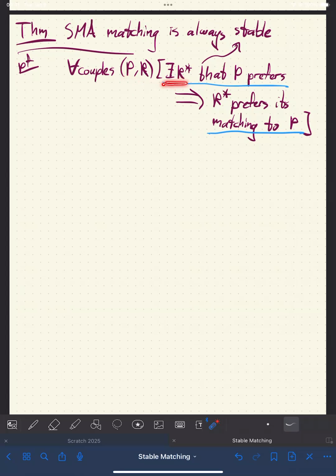So if there is someone that P prefers, some R star, then R star better not prefer it back. That would be instability. So what it means for a matching to be stable is that that's true for every couple. Every couple in the matching has this stability kind of condition happen.